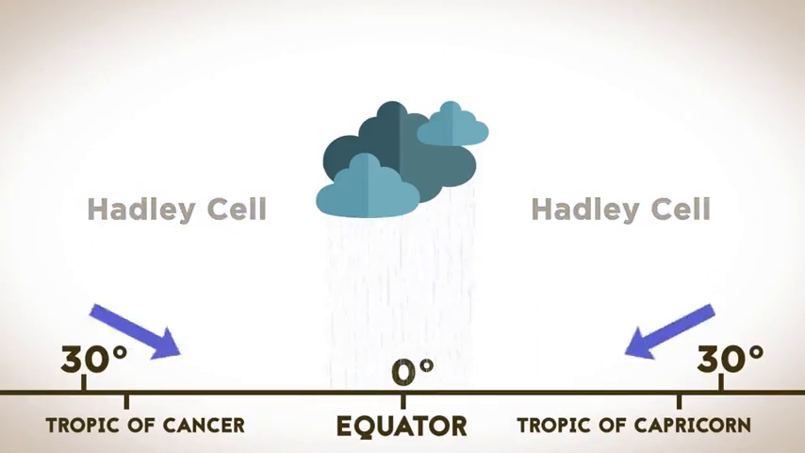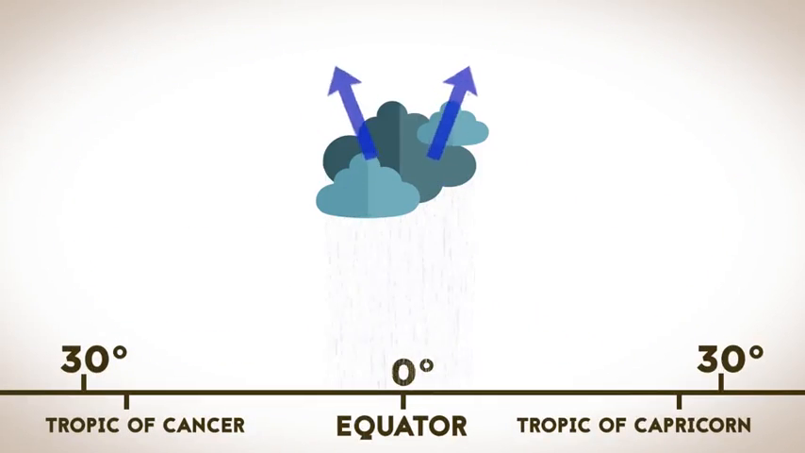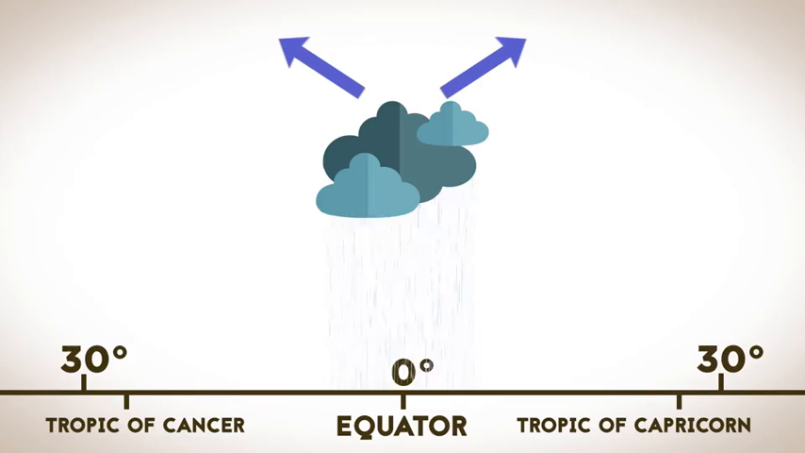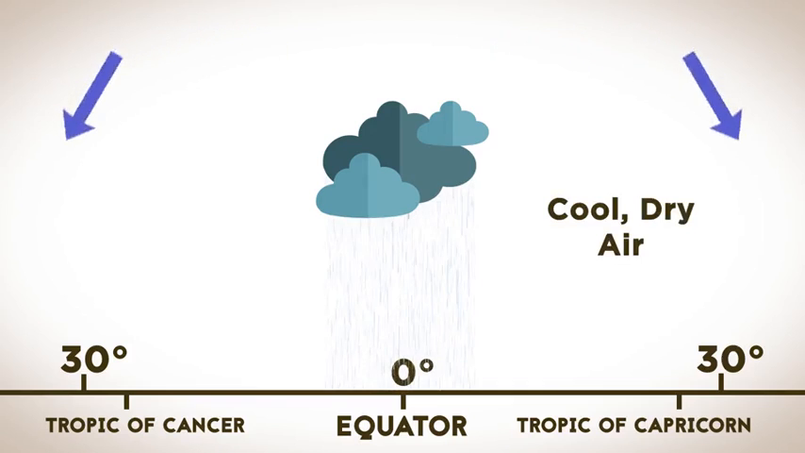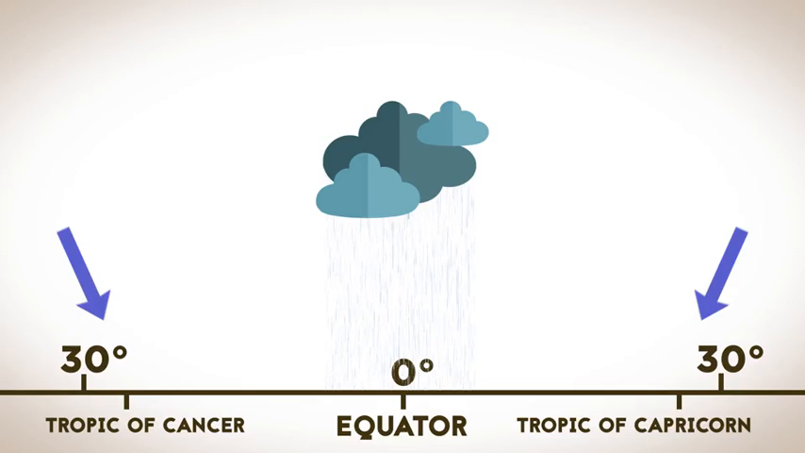So back to the Hadley cell. Air can't continue rising forever. Instead, as it approaches the stratosphere, it deflects to the north and south, pushed outward by the air rising from below. By this time, virtually all of its moisture has been rained out. The cool, dry air gets even cooler as it reaches higher latitudes and begins to descend, as cold air does, falling to the surface just outside the tropics of Cancer and Capricorn, or at about 30 degrees latitude.